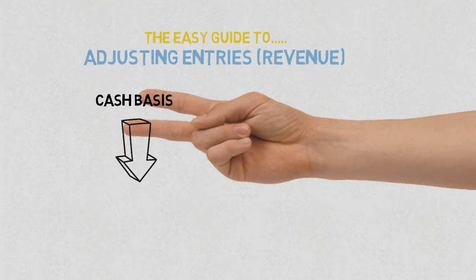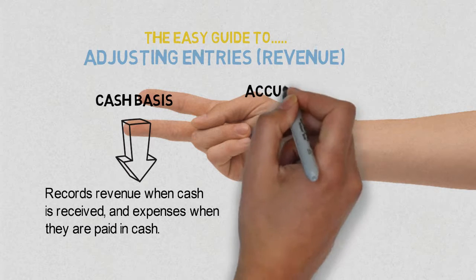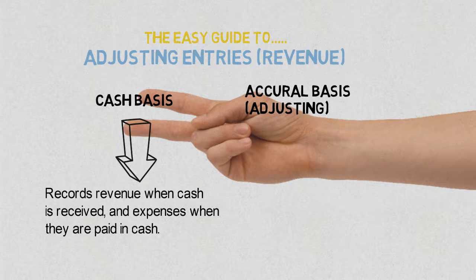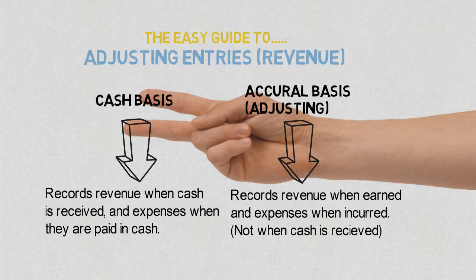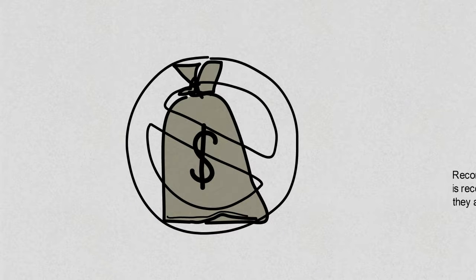That is, the cash basis, which records revenue when cash is received and expenses when they are paid in cash, as well as the accrual basis, which is required under the generally accepted accounting principles, which records revenue when earned and expenses when they are incurred. This means that cash is never used when adjusting entries.